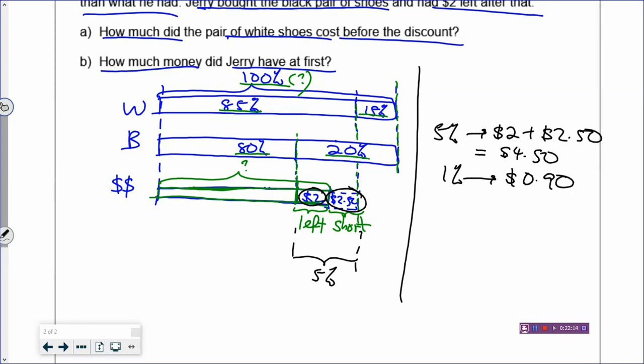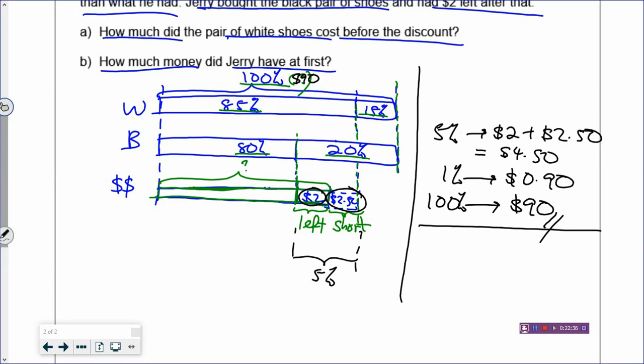Then can you find 1%, which is 90 cents? And how much is the white pair of shoes before the discount, which is 100%? And so you take 90 cents times 100. The white pair of shoes cost $90 before the discount. Alright, so you got your part A already. Alright, so you can put down $90.